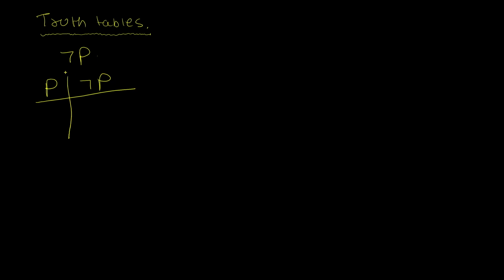The proposition that I have written here contains only one variable, P. Therefore, I only have to list the 2 possibilities of P being either true or false. And by definition, when P is true, not P should be false. And when P is false, not P should be true.